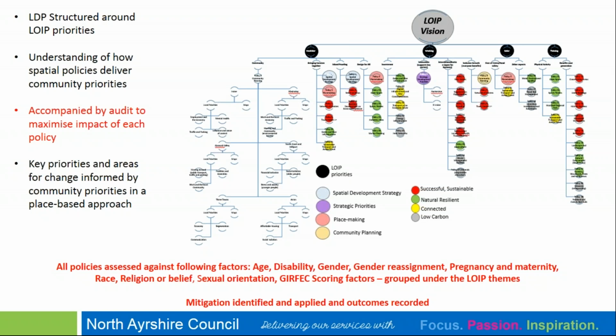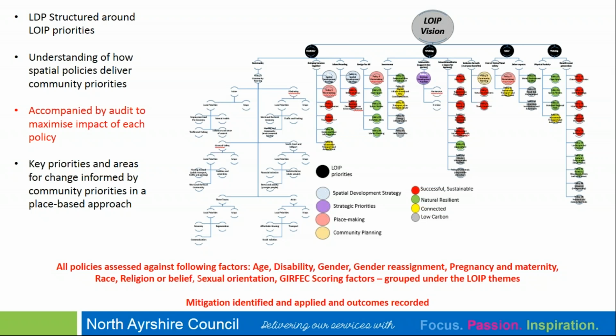Underneath the policy mapping, what we've done then is taken each of the policies in the plan and assessed them against a range of factors, essentially the equalities impact assessment. We merged that together with the United Nations Rights of the Child scoring factors and grouped them all into the locality partnership themes, and we did an audit of them, so it's a qualitative consideration of how each of the policies in the plan meets each of those factors, to know that its performance in terms of delivering locality partnership priorities has been maximised. What we did at the end of that, similar to strategic environmental assessment, is that we measured the performance and recommended mitigation and applied it where required.